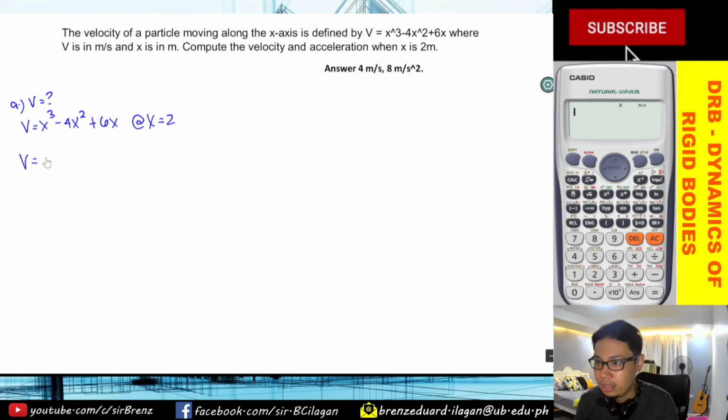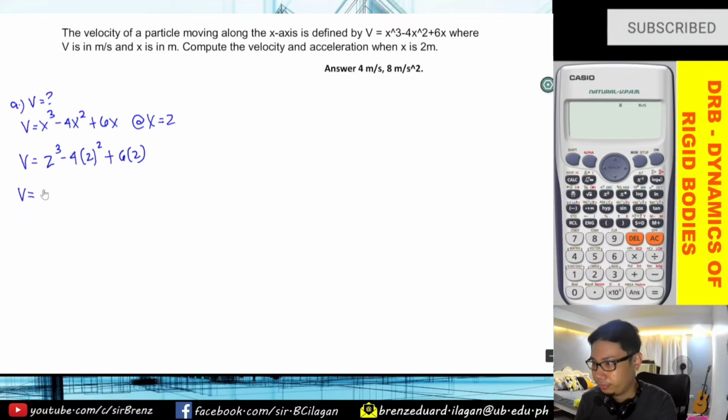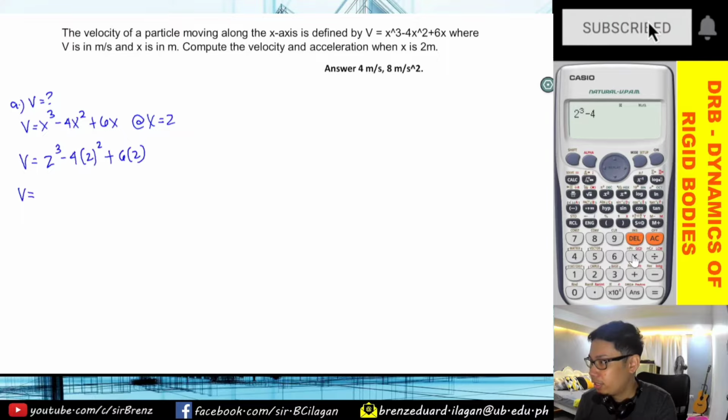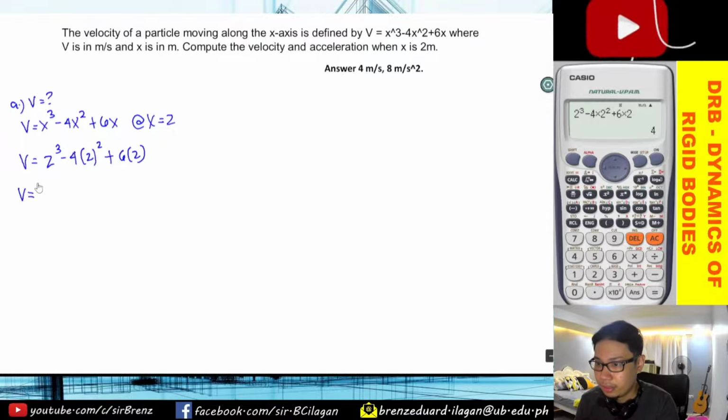Or that will be equals sa 2 cubed minus 4 times 2 squared plus 6 times 2. Or the velocity will be equals lang sa 2 cubed, and then minus 4 times 2, may squared pa pala yan, plus 6 times 2. Ayan, so 4 meter per second.